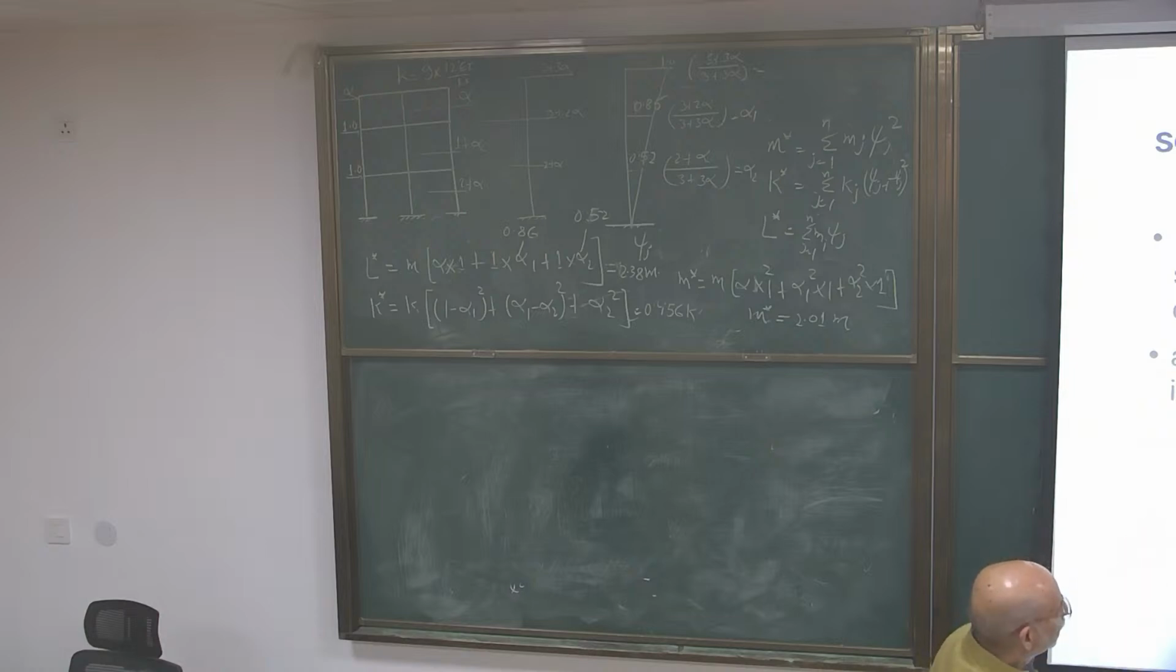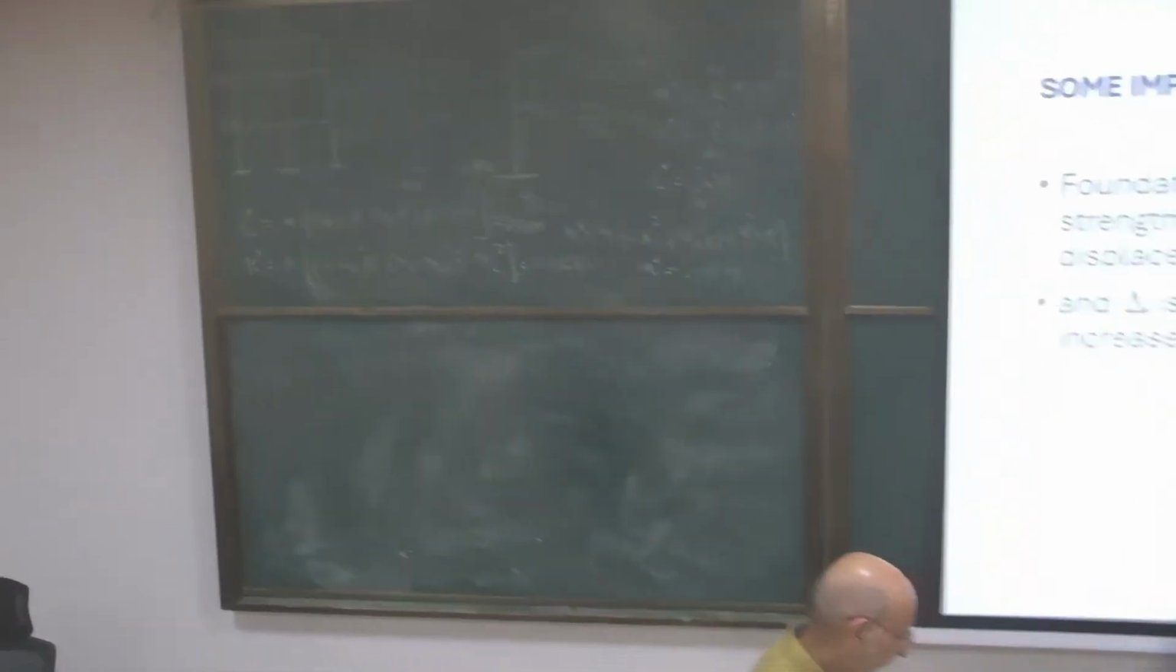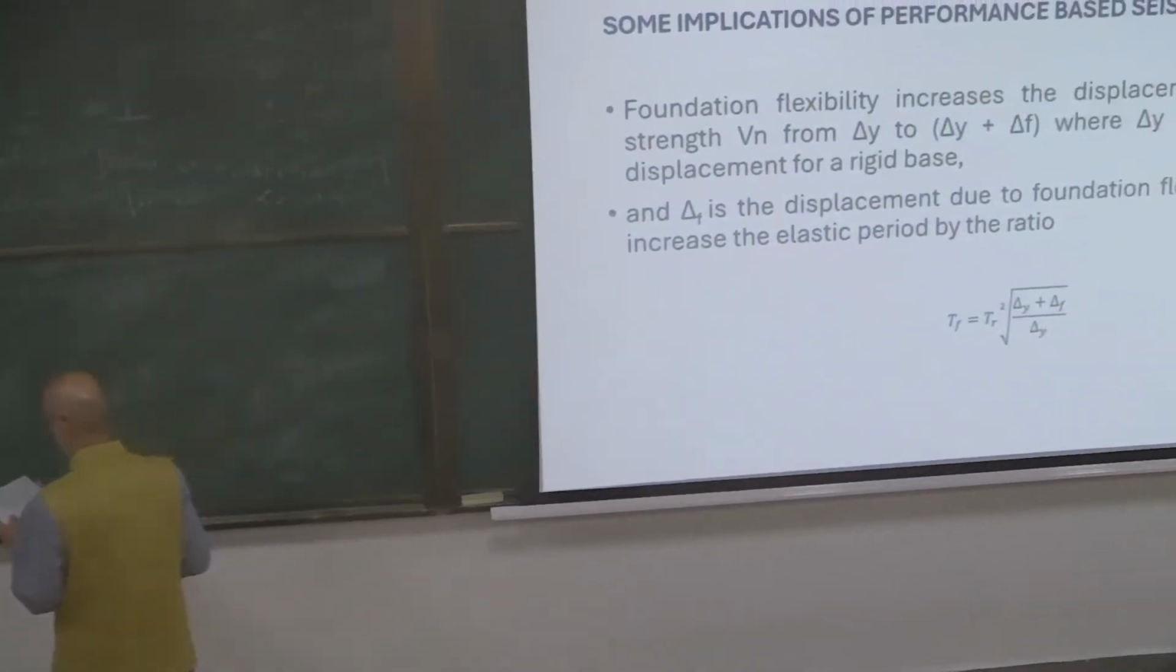So this statement, you can read it. The foundation flexibility increases the displacement at nominal strength V, and from delta Y, what is it? Yield displacement. Yield displacement. So I will make this diagram so you will understand better.